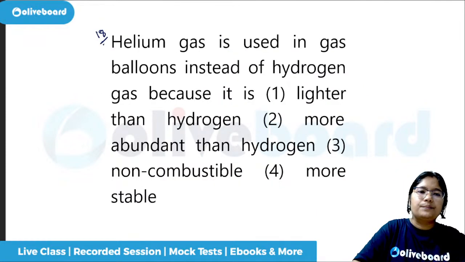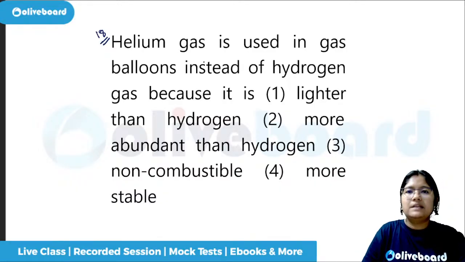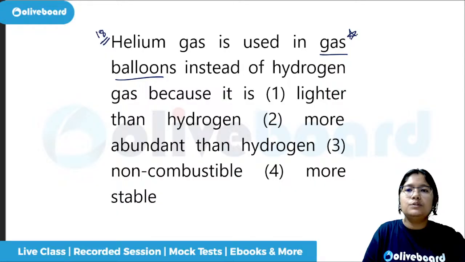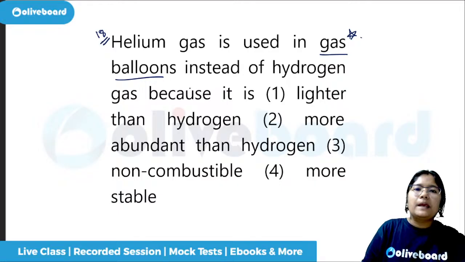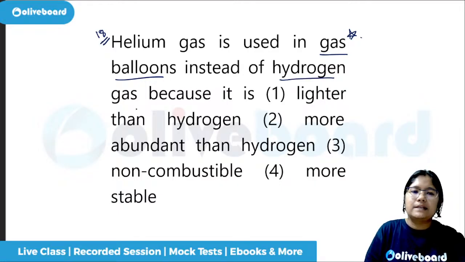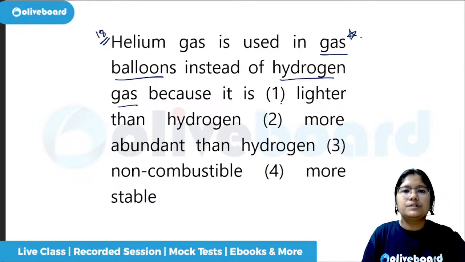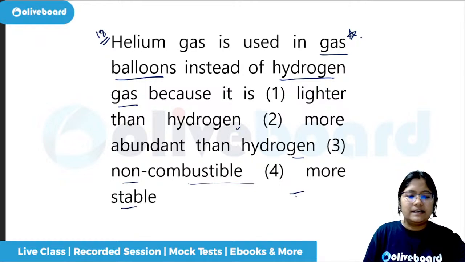Question number 18. Helium gas is used in gas balloons. Which gas is used in gas balloons? Helium gas is used. Helium is in the noble gas category, instead of hydrogen gas. Why? Because it is lighter than hydrogen, more abundant than hydrogen, non-combustible, or more stable. What is the correct answer?